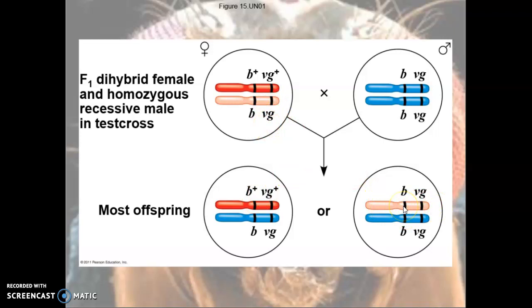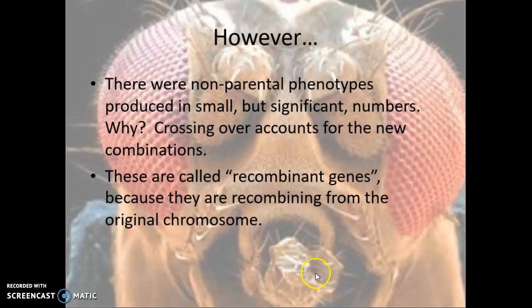And then again, what blows my mind that he did was, okay, there weren't just these two types that came out of this. This would be gray-bodied and normal-winged, and this would be black-bodied and crappy-winged. But he had two other varieties, but very small numbers of them, but not insignificant. What accounted for that? Here's what he figured out. He figured out that crossing over accounts for those new combinations. He called those recombinant genes because they're recombining from the original chromosome. So he assumed crossing over and recombinant genes without knowing that DNA existed or chromosomes existed.